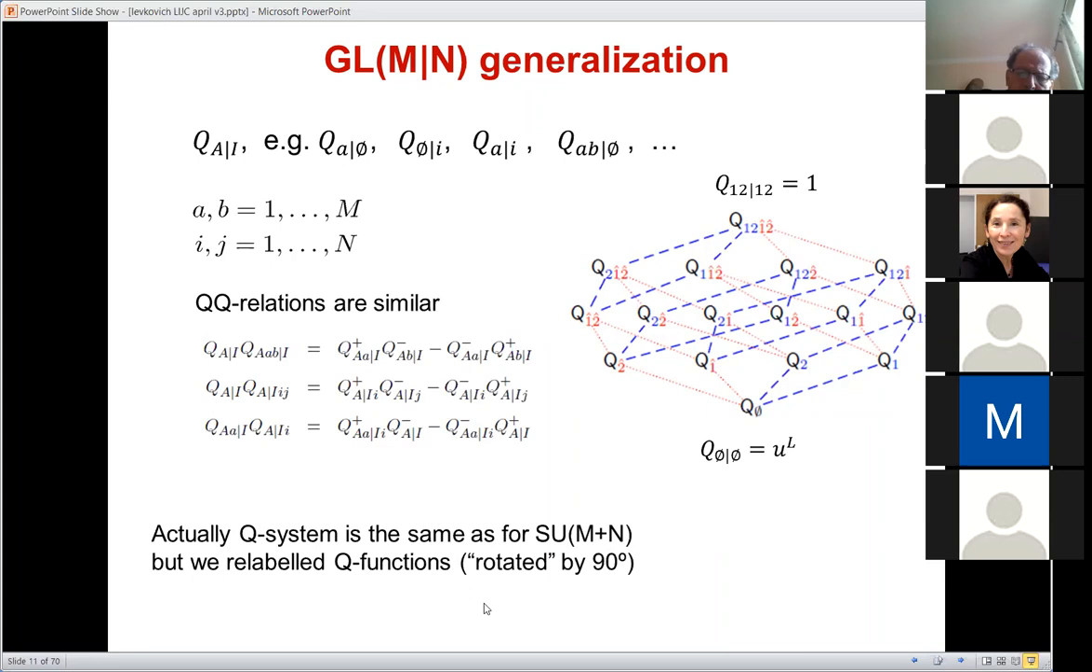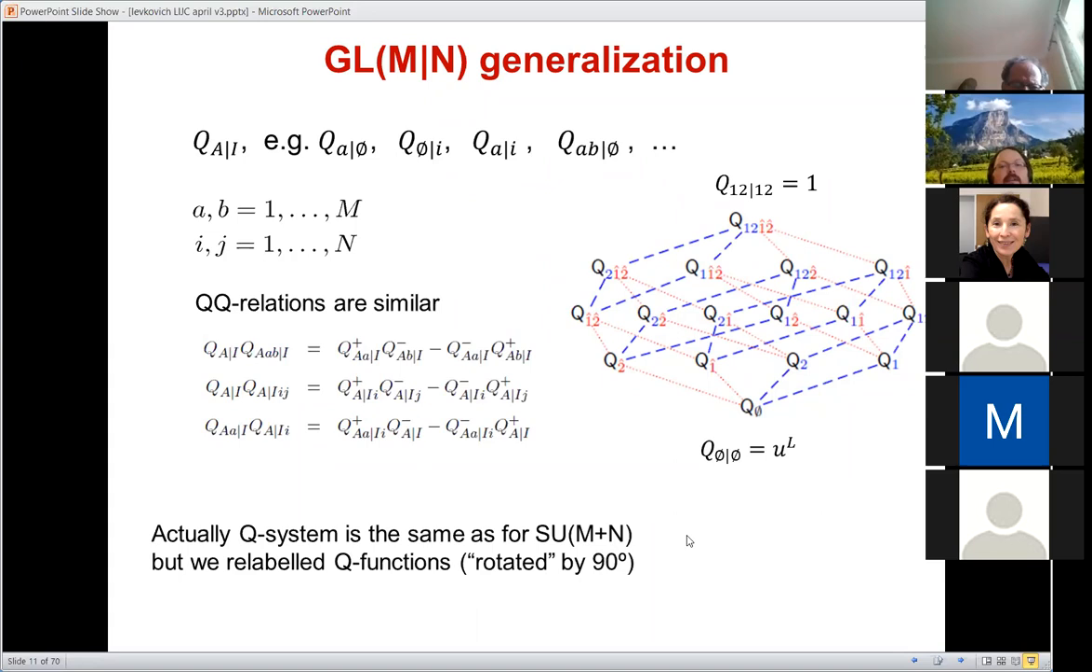This fact will not actually be used, I just wanted to say. Sorry again, it's not a 90 degree rotation; it's only 90 degrees for M equals N, otherwise not. To be precise, this is a very vague statement. I never said what is rotation. You have to rotate like n units.